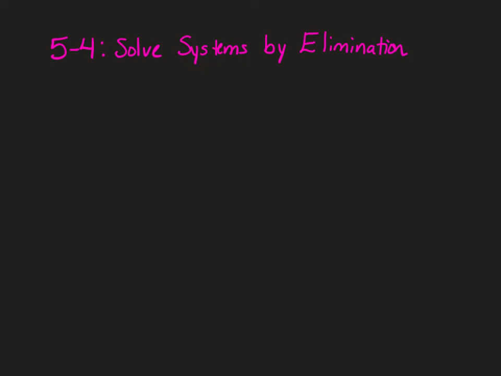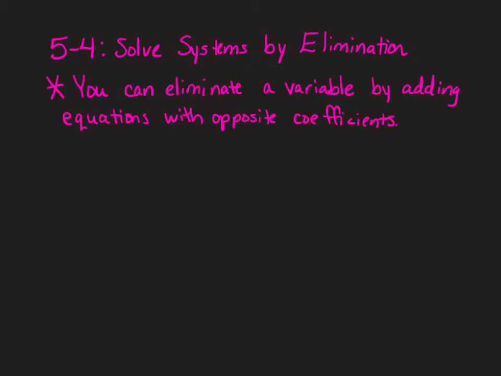Our third and final method for solving systems is to solve systems by elimination. This is another method, kind of like substitution, that you can solve with algebra. You can solve any problem using elimination, and you can solve any problem using substitution. So it's really just going to be a preference of whether you prefer this method or substitution, but sometimes this is quicker than substitution. So you can eliminate a variable by adding equations with opposite coefficients. This is elimination. We find one variable by eliminating the other.